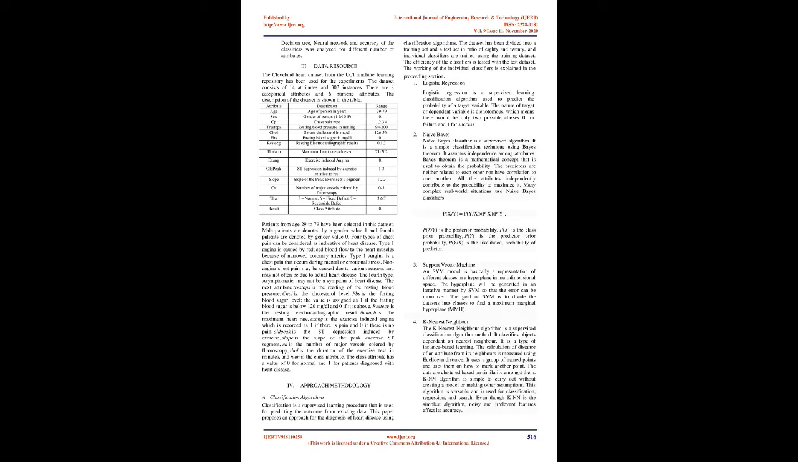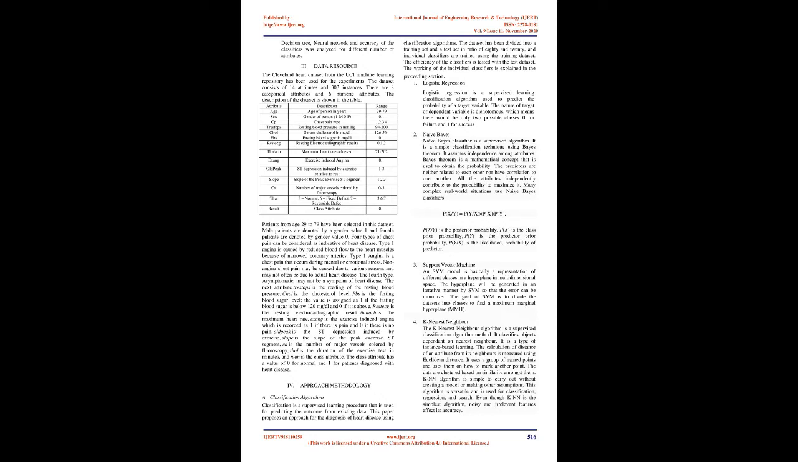Thalach: maximum heart rate achieved, 71 to 202. Exang: exercise induced angina, 0, 1. Oldpeak: ST depression induced by exercise relative to rest, 1 to 3. Slope: slope of the peak exercise ST segment, 1, 2, 3. CA: number of major vessels colored by fluoroscopy, 0 to 3. Thal: 3 normal, 6 fixed defect, 7 reversible defect, 3, 6, 7. Result: class attribute, 0, 1.